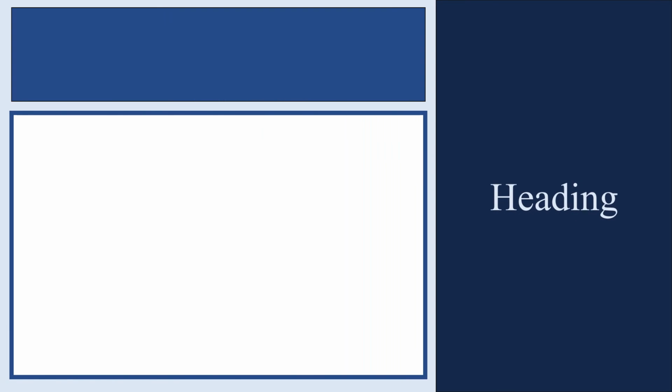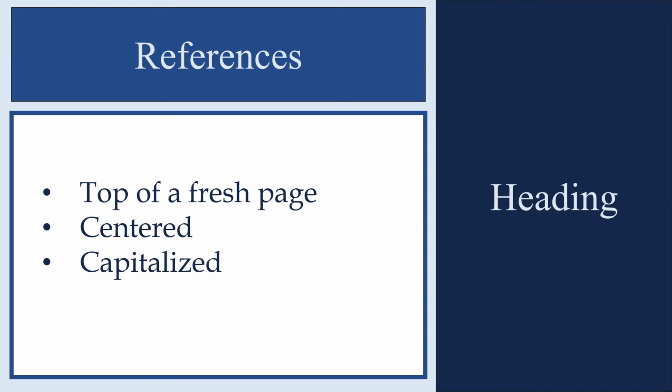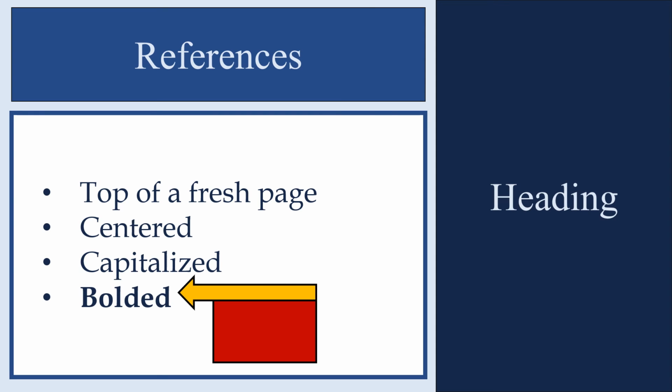Formatting the heading for the reference page in APA style is relatively easy. We simply put the word references at the top. However, there are 4 criteria that we need to follow. First, it needs to be at the top of a fresh page. It needs to be centered. It needs to be capitalized. And it needs to be bolded. This last criteria is new for the 7th edition.